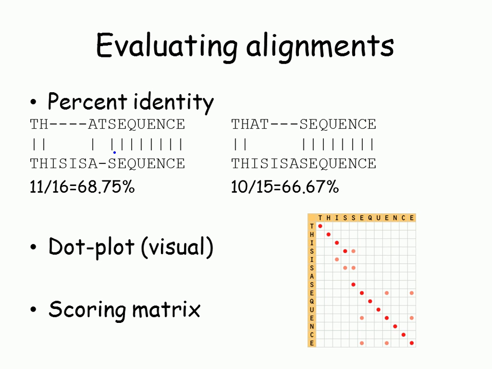Okay, a more quantitative way of evaluating alignment is using the scoring matrix, which will tell us not only how many matches we have, but also in more detail how compatible those residues are. And scoring matrices become more important when you are looking at protein alignments rather than DNA alignments.